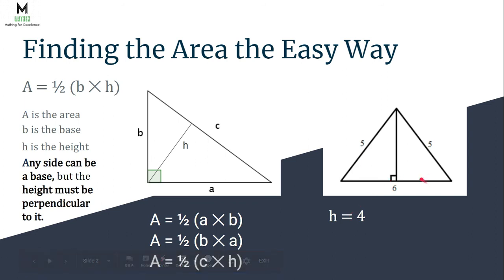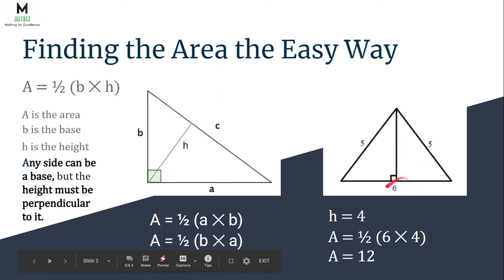So we find the height to be 4. So just like that, we found the height of this isosceles triangle, and we already know the base to be 6. So we can compute its area as such. Area is equal to half of base, which is 6, times height, which we found to be 4 using the Pythagorean theorem. So we find the area to be half of 6 times 4, which is 12.